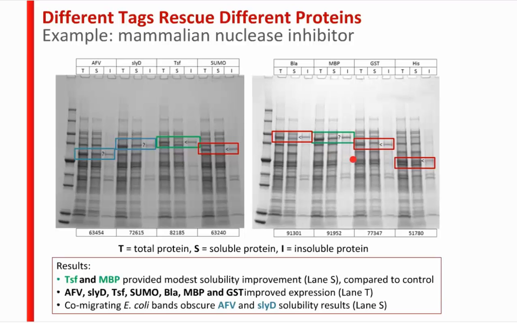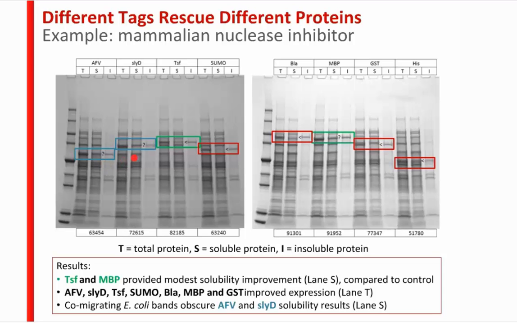And this is something that you want to keep in mind too. The AFV and SLY-D samples actually have a co-migrating E. coli band that migrates just where the fusion band is. So it's pretty easy to see some of the expression results because that band does appear a little bit stronger than it does over here in the 6-his control. But the solubility results are really kind of hard to read. We don't know what proportion of that band is actually due to the co-migrating band and what part might be due to an increase in solubility.